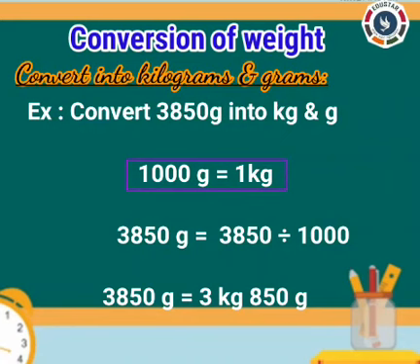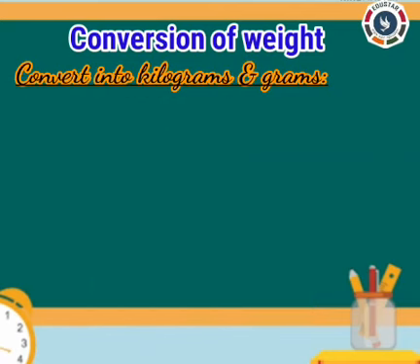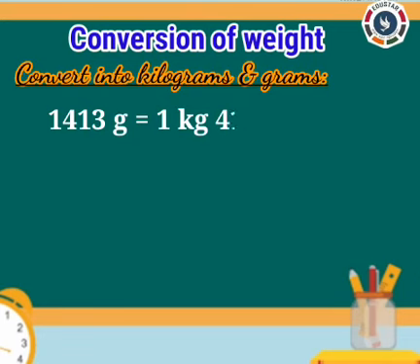Let's see the easy method to solve. The last 3 digits in 3,850, that is 850, is gram. The remaining digit, that is 3, is kilogram. So the answer is 3 kilogram 850 gram. Now convert 1413 gram into kilogram and gram. That is, 1413 gram is equal to 1 kilogram 413 gram. We wrote the last 3 digits separately.